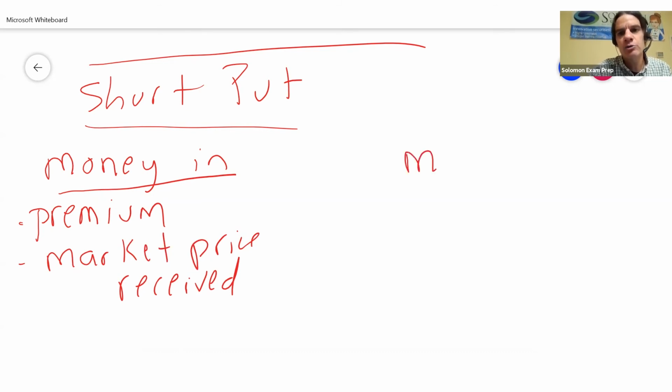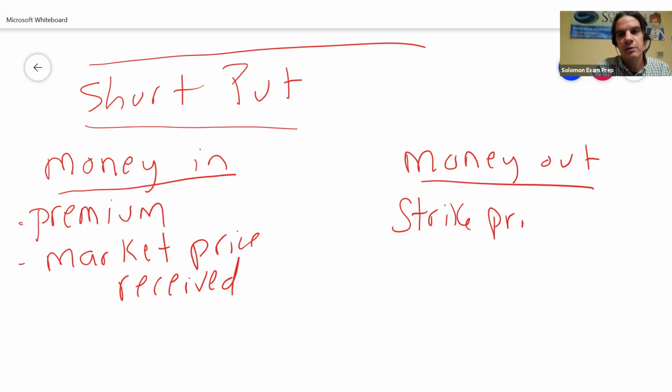So then the money out. We've looked at money in. The money out, the money he pays, is when the option's exercised. That means he has to buy those 100 shares from the option holder. So it's going to be the strike price. The strike price paid.